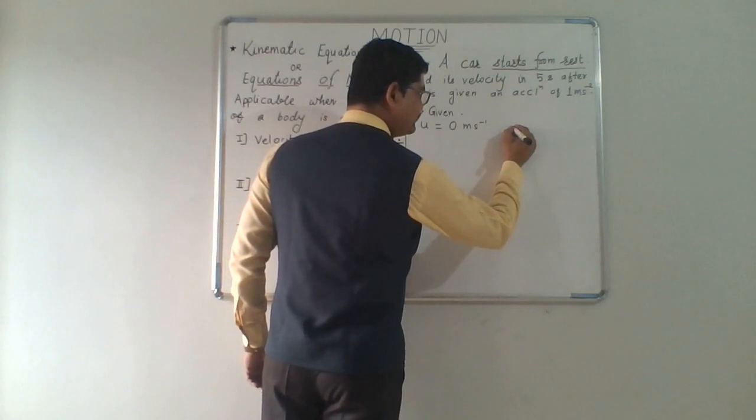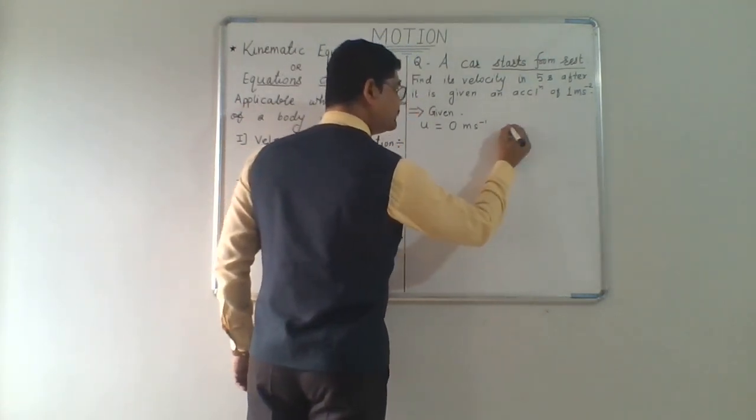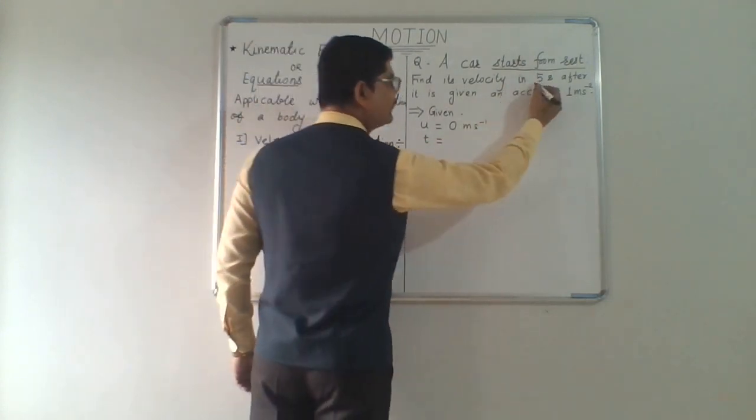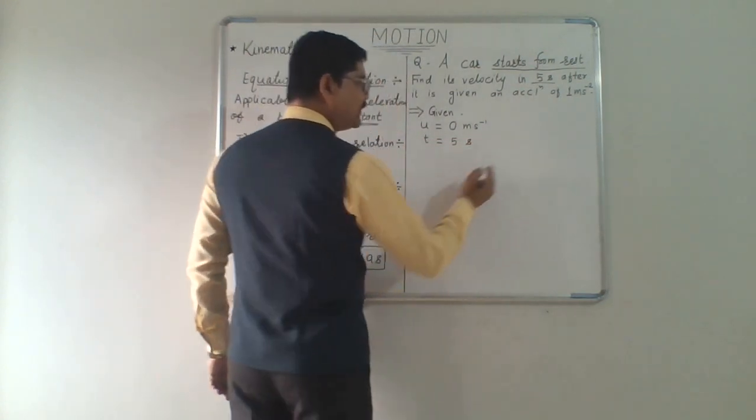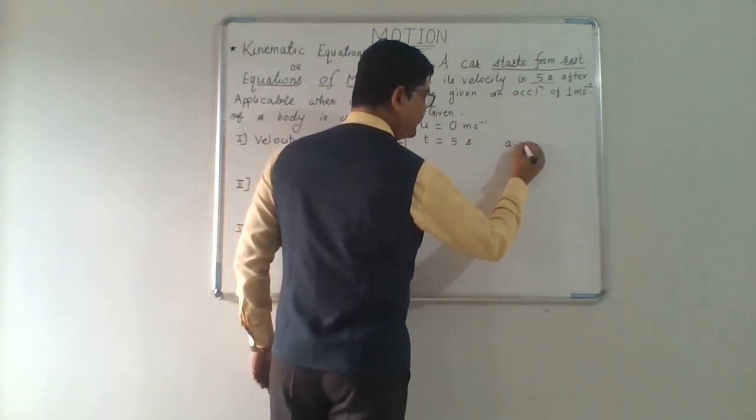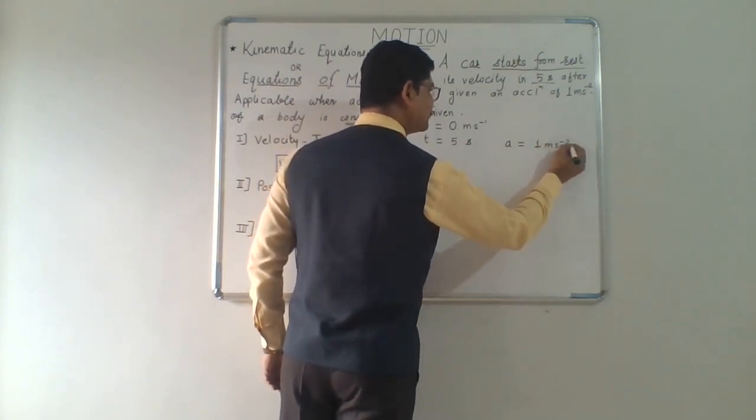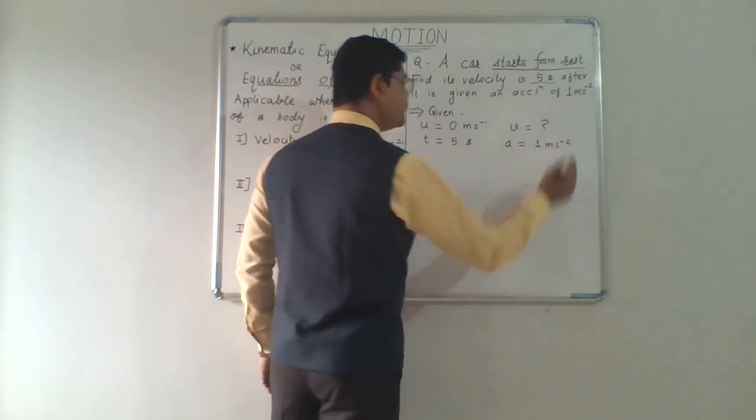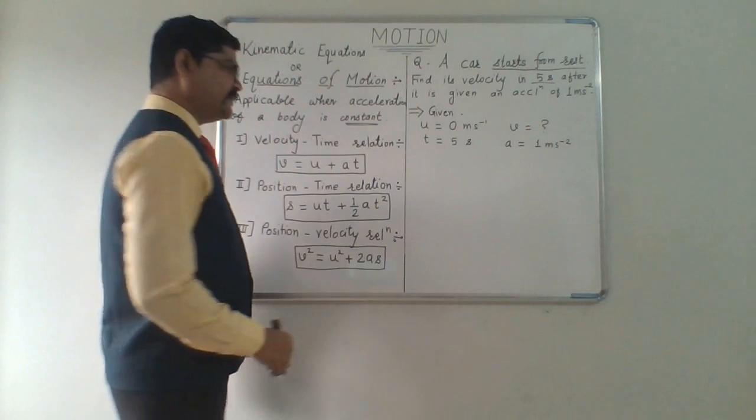Final velocity we are supposed to calculate. Time is given to us. T is given to us. It is 5 seconds. And acceleration is given to us, A, that is 1 meter per second square, constant. We are supposed to calculate the final velocity V. So let us calculate it.